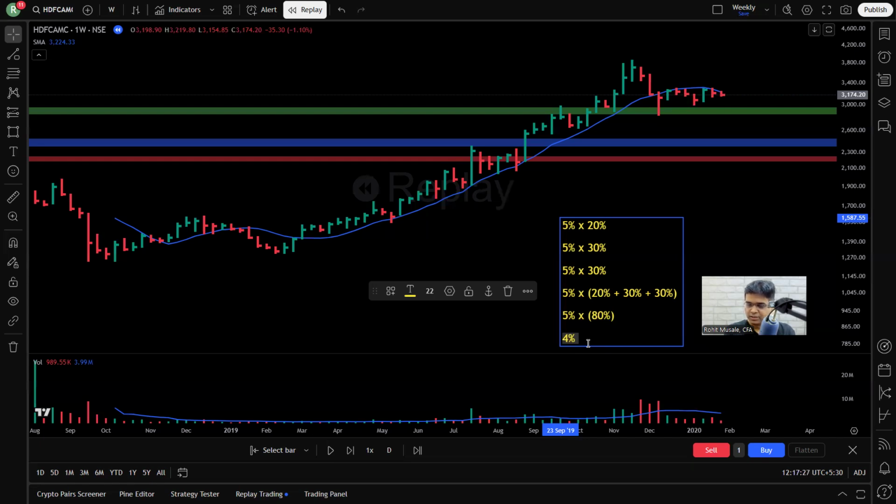You're just selling one third in the green zone. You're selling another one third when it closes below the blue line. You're selling another one third when the moving average slope turns down, which happens here on this bar.